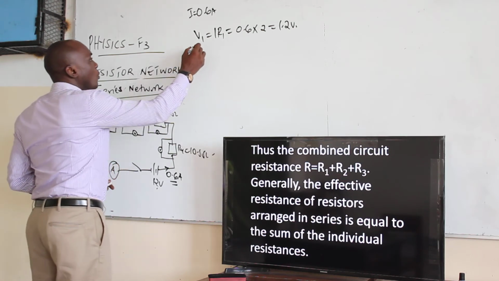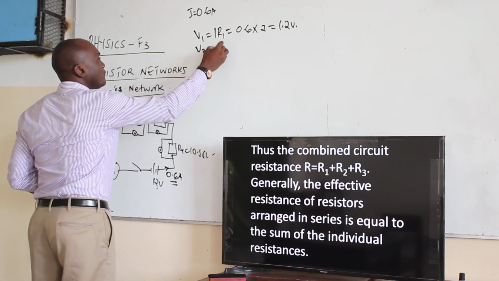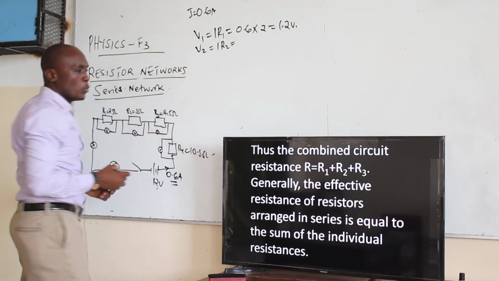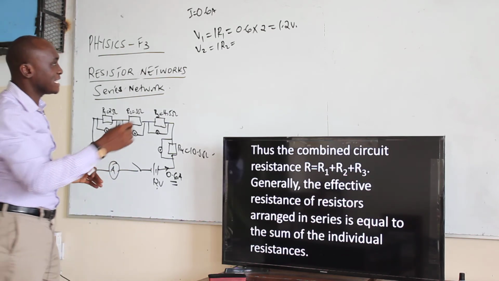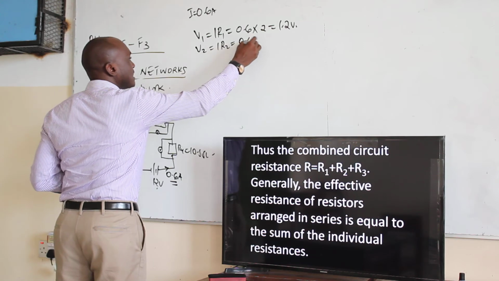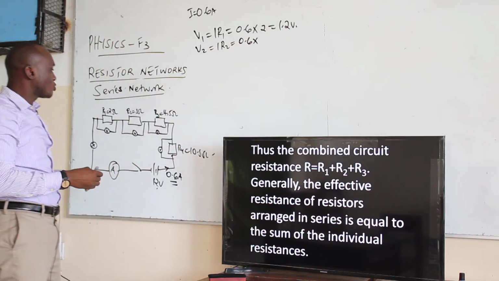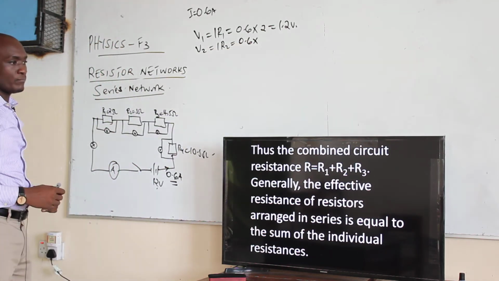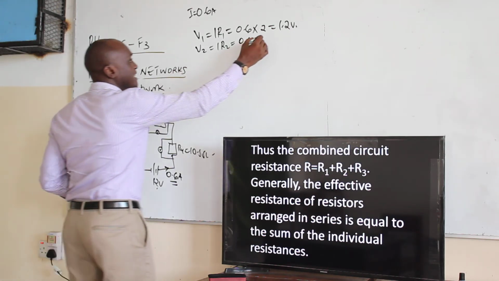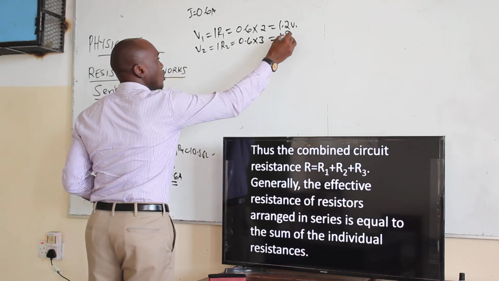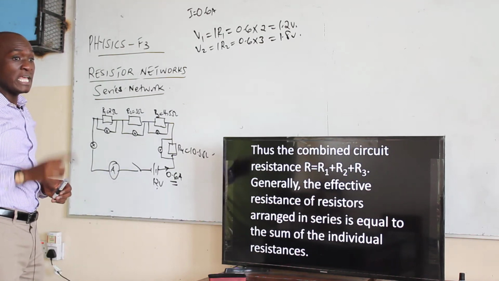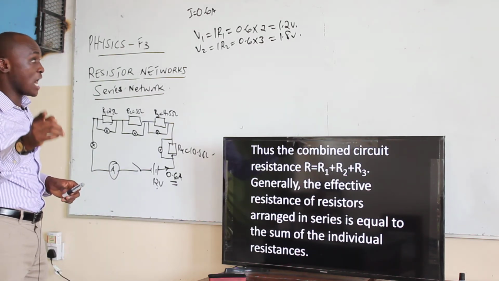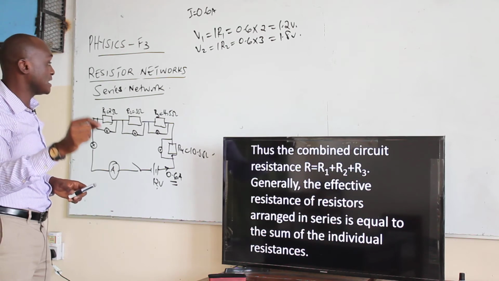At the same time, we can find V2. V2 shall be I R2. We know the current going through the circuit is 0.6, times the resistance R2. R2 is 3 ohms. So we are going to say 0.6 times 3, which gives us 1.8 V. 1.8 V shall be our voltage across resistor 2.